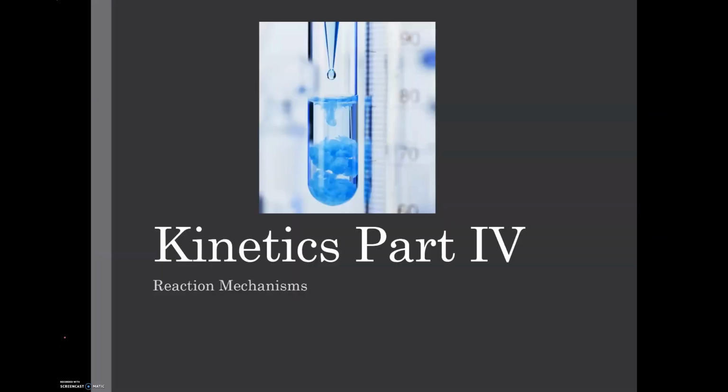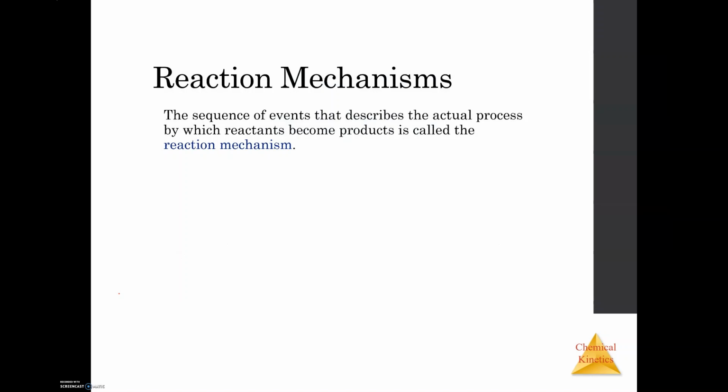In this video, we're going to be looking at part 4 of the Kinetics series, and we will be discussing reaction mechanisms. So to start this off, we need to first understand what a mechanism is. A mechanism is the sequence of events that describes the actual process by which reactants become products. And it's very similar to Hess's law, which you would have learned in Chemistry 1 during the thermodynamics chapter, thermochemistry specifically.